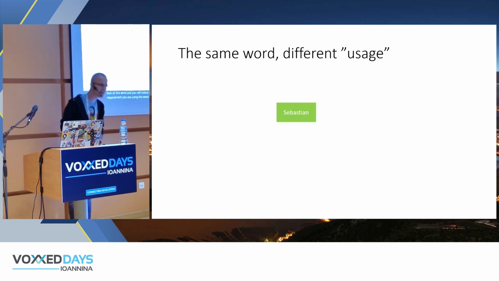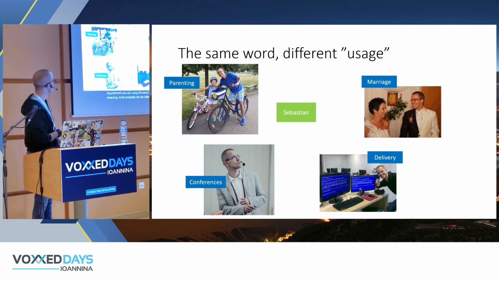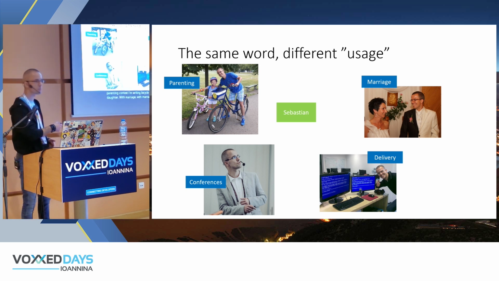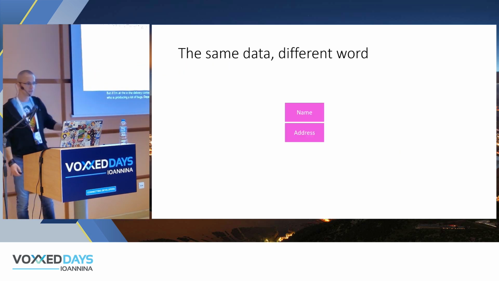So hello, again, I'm Sebastian. So how am I used? In the parenting context, I'm riding a bicycle with my daughter. In the marriage context, in most cases we are happy, sometimes not. There is a different interaction than in the parenting space. If I'm at the conference, I'm a speaker, I'm talking to people. But if I'm in the delivery context, I'm this guy who is producing a lot of bugs. Depending on the context, you are looking at the same person, same term, concept, differently. It's another clue.